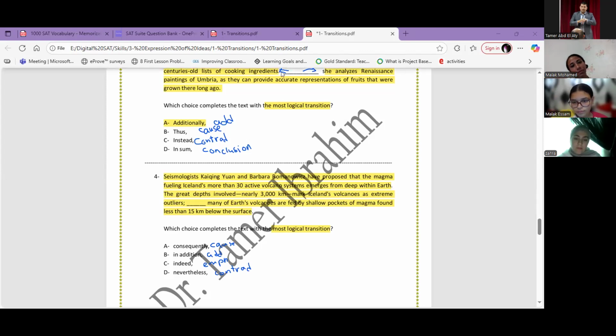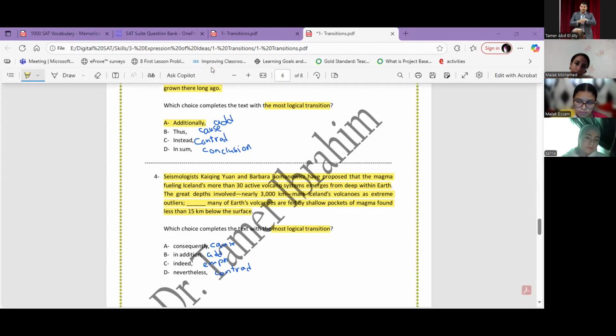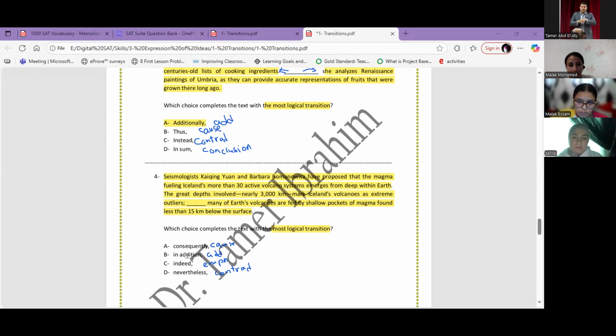Listen carefully, because this kind of question is where they will deceive you, especially in level 3. Here I found "consequently". Look now at the function of each word. Consequently: cause and effect. In addition: addition. Indeed: emphasize. Nevertheless: contradiction. Let's take the sentence before and the sentence after.